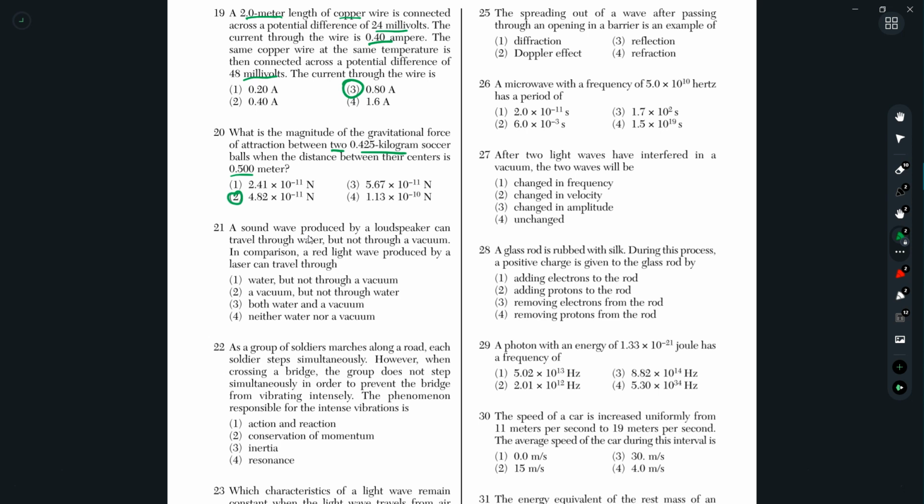All right, a sound wave can travel through water, but not through a vacuum. A red light wave from a laser can travel through both water and a vacuum, and you've seen that.